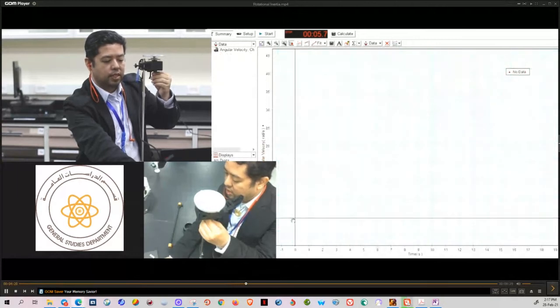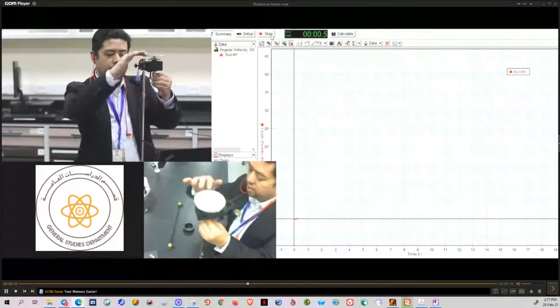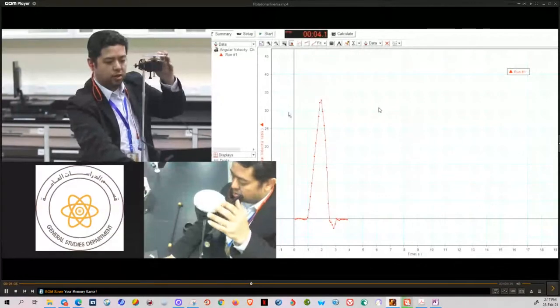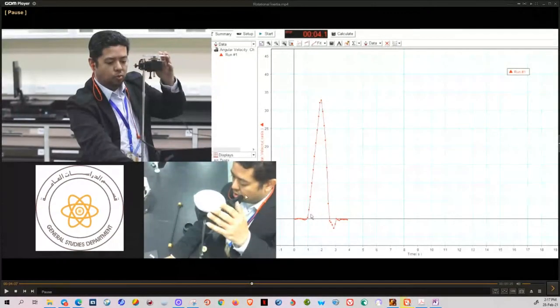So just delete the last data run. Let's try it again. Click Start, and then Release. Okay, and then Stop. So see, when we reverse the direction of the pulley, what happens? The graph goes positive. What to do with the graph is to find the linear fit.